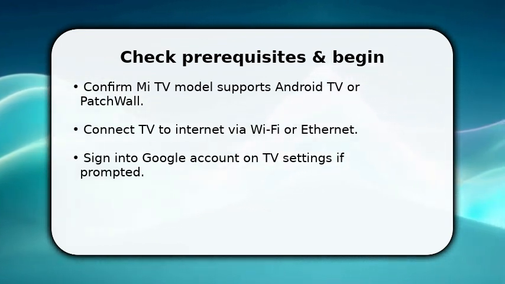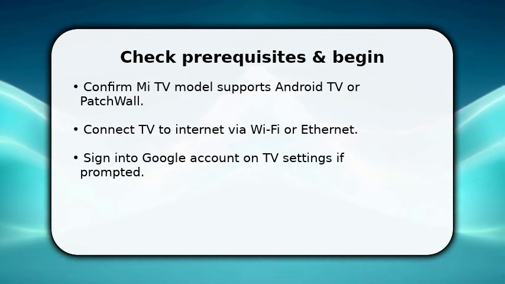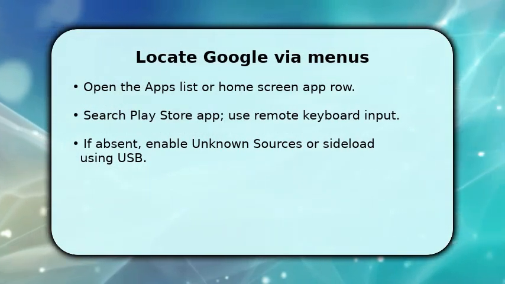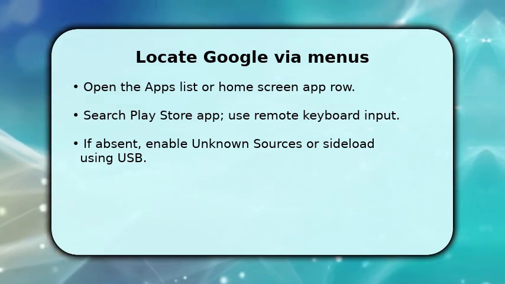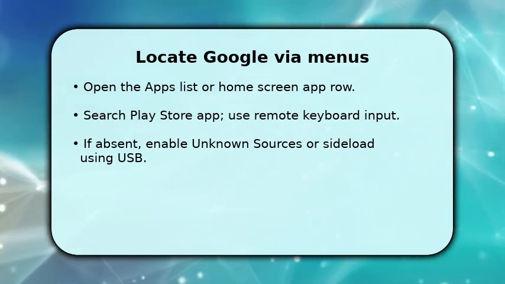If your TV uses Patch Wall, you still need a Google login to install apps from Play Store or sideload alternatives. You now navigate the home screen or apps list to find the Play Store. This is the canonical place to find Google apps. Use the remote search or on-screen keyboard and type Google or Chrome to locate listings.